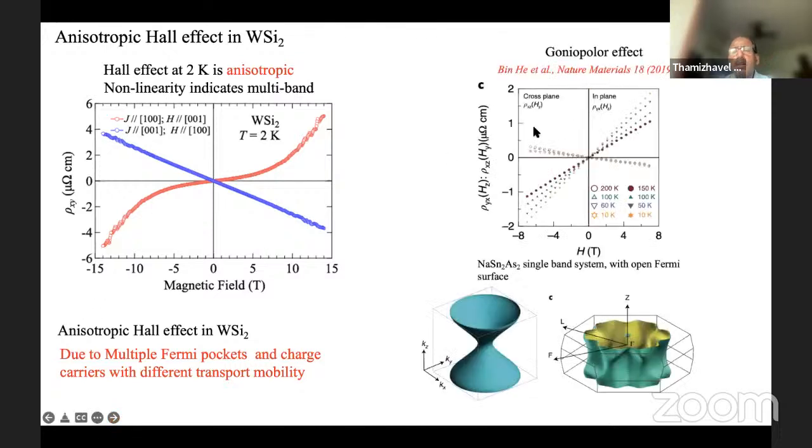So recently, in the sodium tin 2 arsenic 2 single crystal, which is a single band system with open Fermi surface, they have also observed a similar type of anisotropy in the Hall effect, and they have coined a new word called the Goniopolar effect. But here, one of the constraints is that it should be a single band system with open Fermi surface, but ours is not a single band system with open Fermi surface. But still, we see a large anisotropy in the Hall effect. That is because of the anisotropy in the Fermi surface.